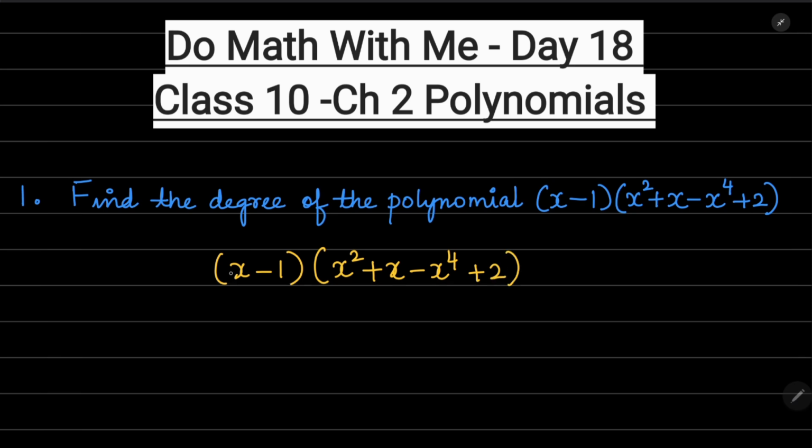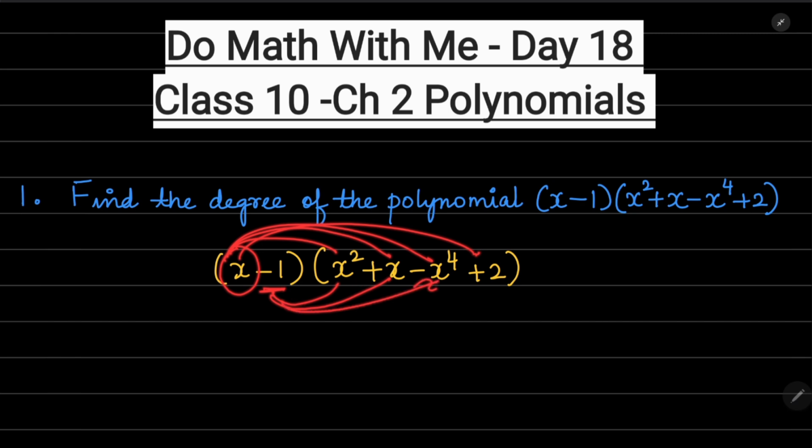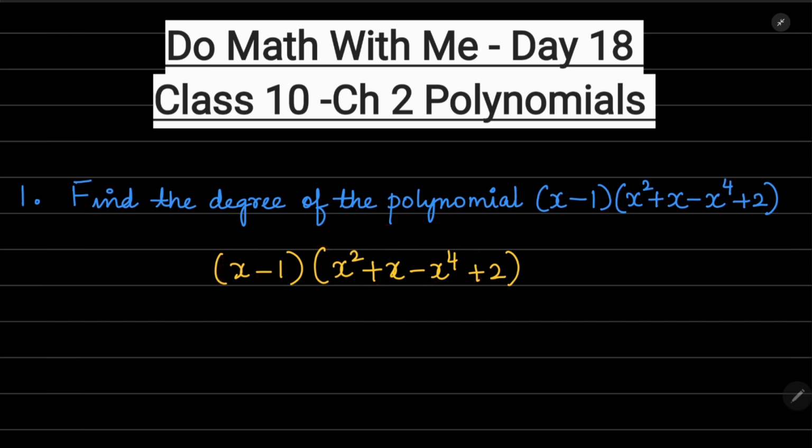How do I multiply? First I would take x and multiply with each term of the second expression, and then minus 1 multiplied by each term of the second expression. Let me start with x. So x into x square, it is x cube. x into x, I hope you are able to understand. x multiplied by x, it is x square. So plus x square, minus x to the power 5, plus 2x. So I've multiplied x with all the 4 terms of the second expression.